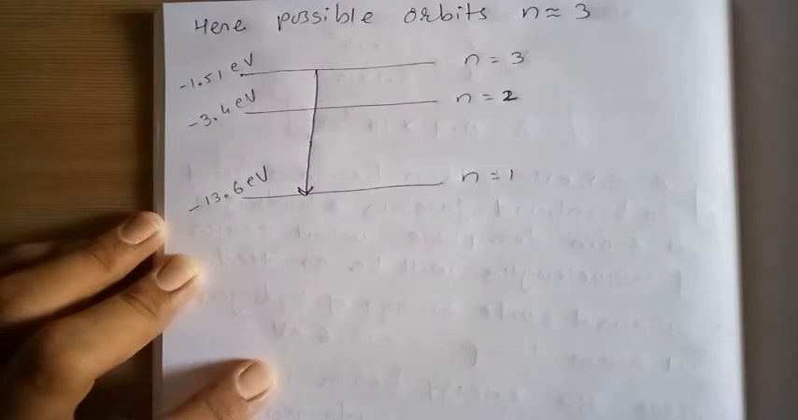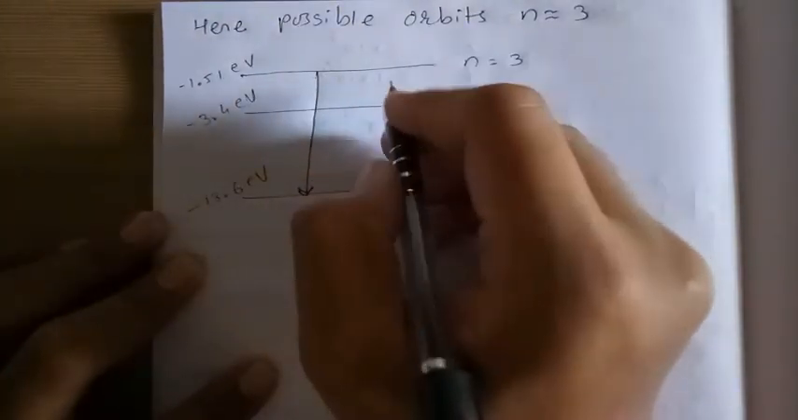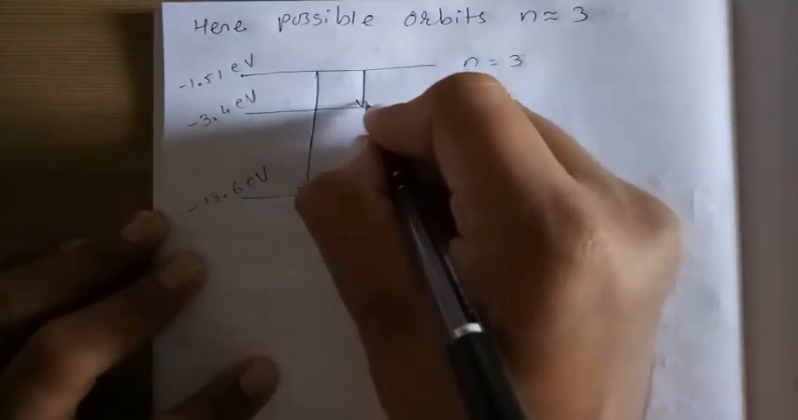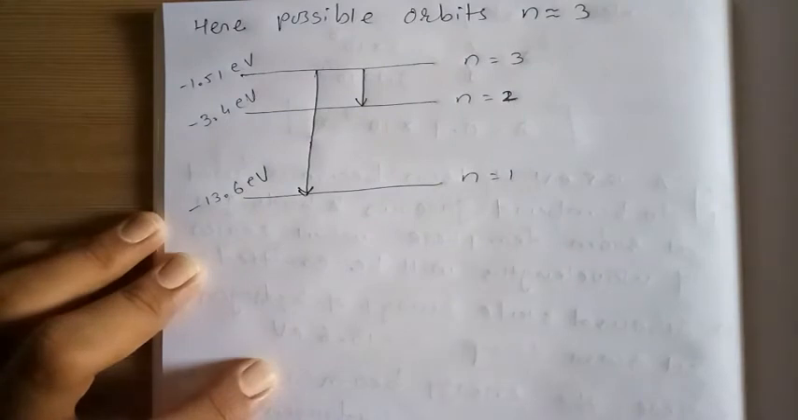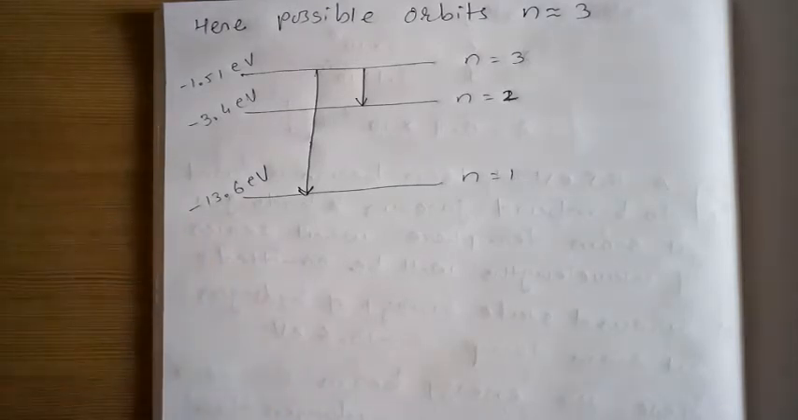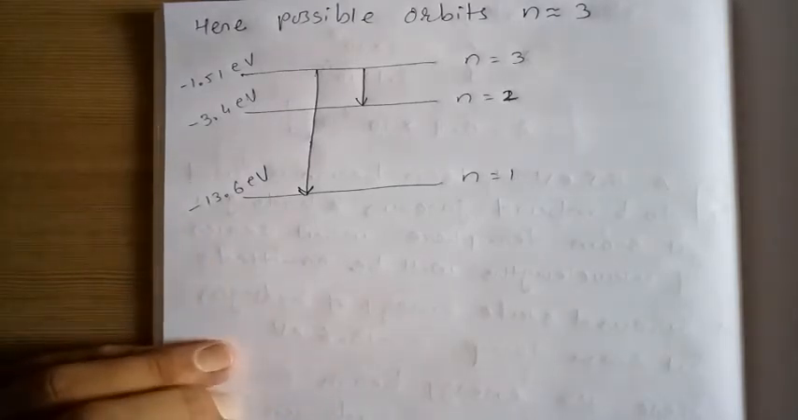Now again, second, transition from 3 to 2, like this. So in transition from n equal to 3 to n equal to 2, we get wavelength of alpha line, right? And n equal to 2, so in Balmer series, right?